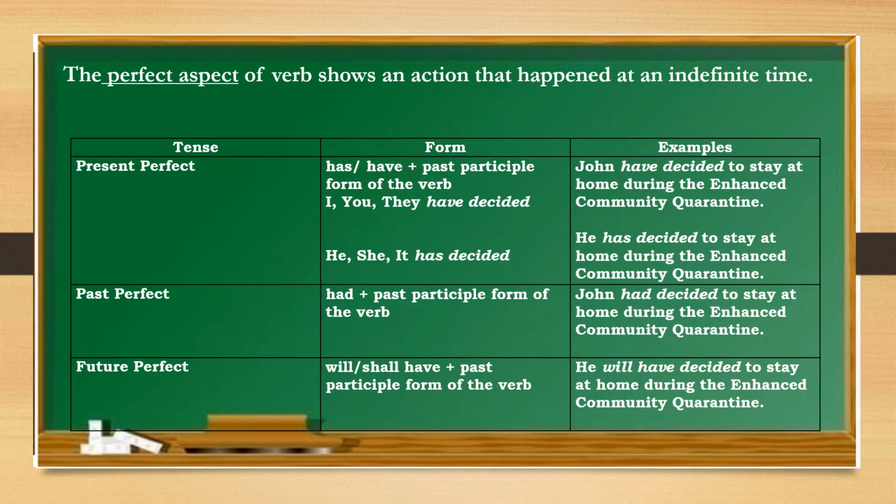Examples. John have decided to stay at home during the enhanced community quarantine. He has decided to stay at home during the enhanced community quarantine. For past tense, the form is had plus past participle form of the verb. Examples. John had decided to stay at home during the enhanced community quarantine.